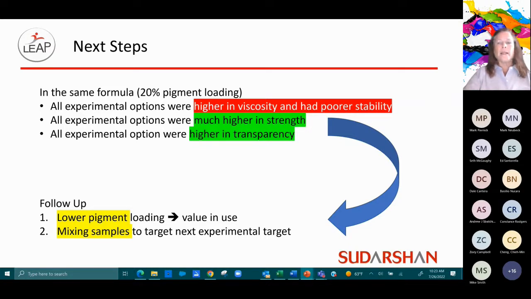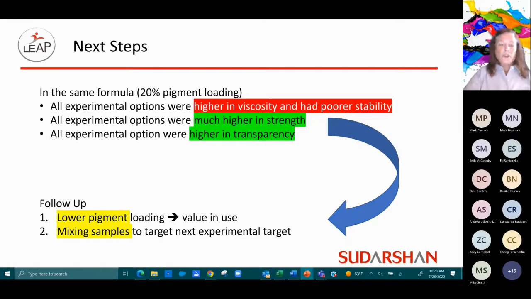And so what that led us to do was another quick follow-up experiment where we lowered the pigment loading, potentially providing additional value in use of this particular product if we went forward with this product. Also, we decided to mix some samples together with the original product to help us target maybe another experimental design that we wanted to do.